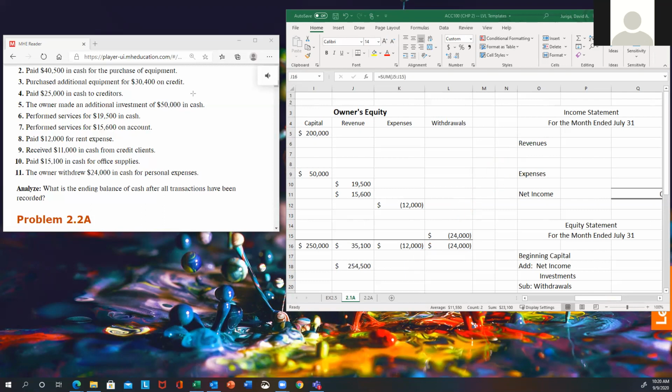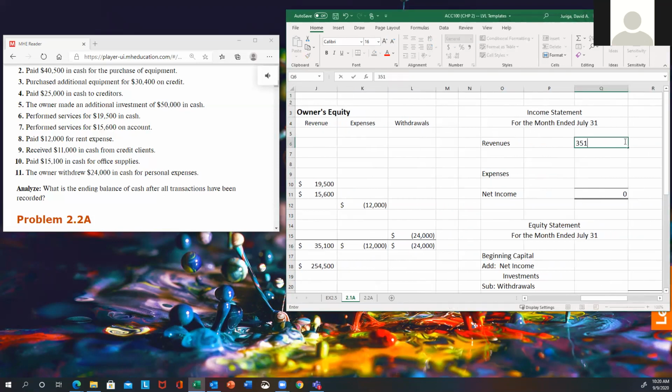And so let's go over there. Let's essentially just take these amounts. We've got $35,100 of revenue. And again, let me get my format. All right, $35,100 revenue, and your expenses is a minus 12,000. So if you take the 35,100, subtract out that 12,000, note that you now have net income of $23,100.